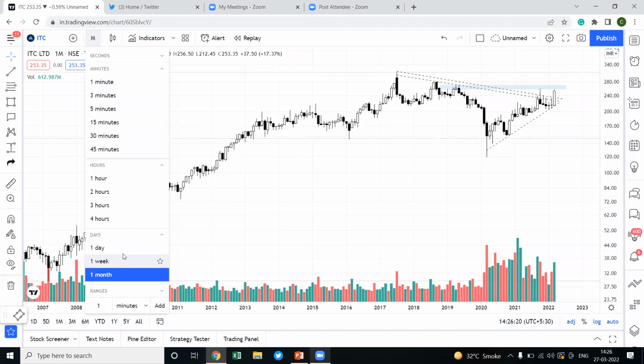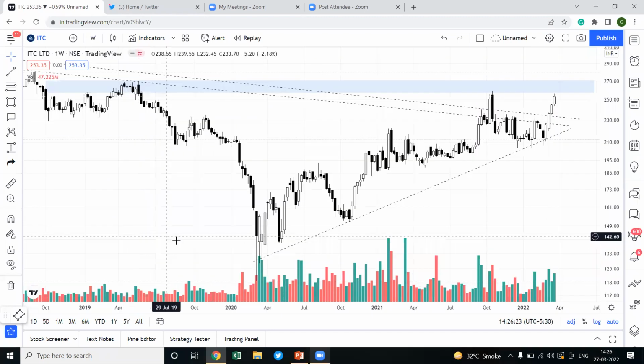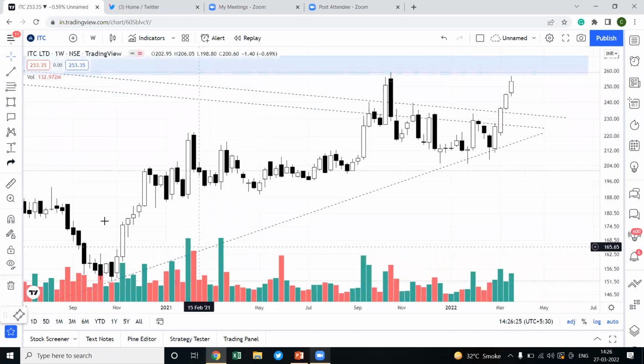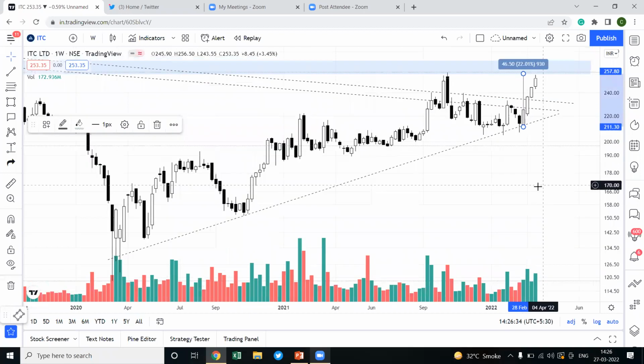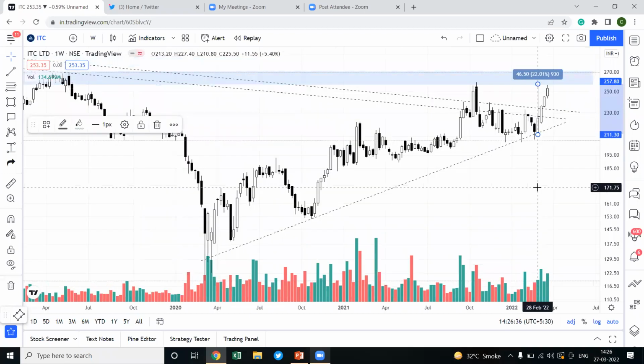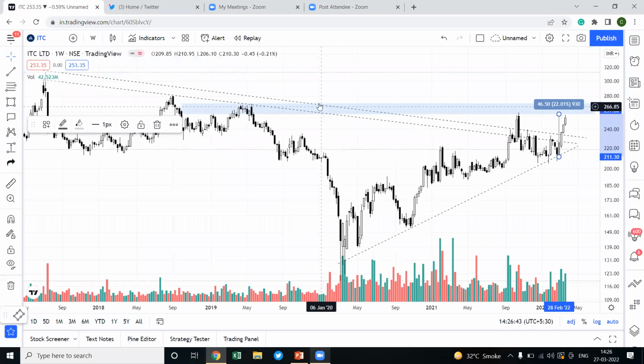So this is the monthly chart. The 270 mark is a very good resistance. But on the weekly chart, as you can see over here, the stock has already moved up from 210 to 260 levels, and it is again testing its resistance zone of the 270 mark. The overall trend is still sideways. Unless it breaks out above the 270 level, there is no sense in chasing this particular stock.